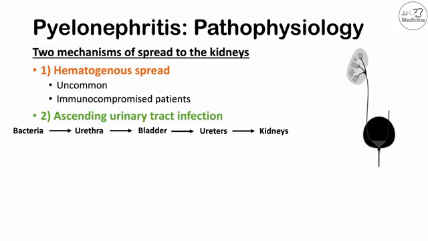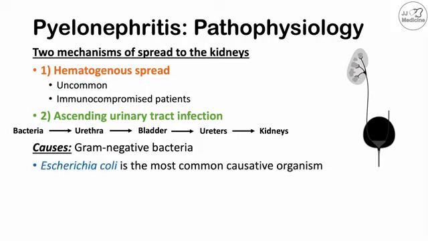So that was a brief overview of the mechanism by which an ascending urinary tract infection can lead to acute pyelonephritis. So what is the exact cause of acute pyelonephritis in most cases? So we talked about this before, but it is a bacterial infection, but more specifically, the causes are generally gram-negative bacteria. And the most common causative organism is E. coli, which is a gram-negative rod.